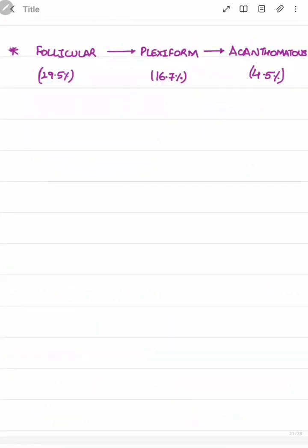Now we have read all about follicular, plexiform and acanthomatous subtypes of ameloblastoma. So the follicular type of ameloblastoma is having the highest recurrence rate, which is around 29.5%, whereas acanthomatous type of ameloblastoma has the least recurrence rate, that is 4.5%, and the plexiform subtype of ameloblastoma is having 16.7% of recurrence rate.